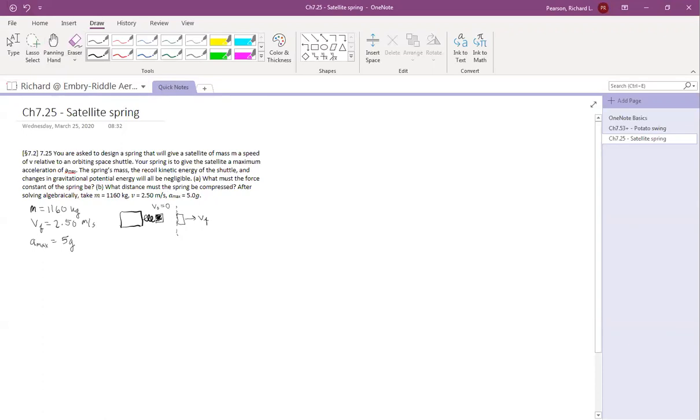Initially, the velocity is 0, right, so it's being held in place, but our spring has been compressed some distance x. And the couple of things that we want to find here is, for A, we want to know the k of the spring, what's its strength, and for B, we want to know how much that spring has to be compressed. The steps that we're going to use are going to kind of overlap.